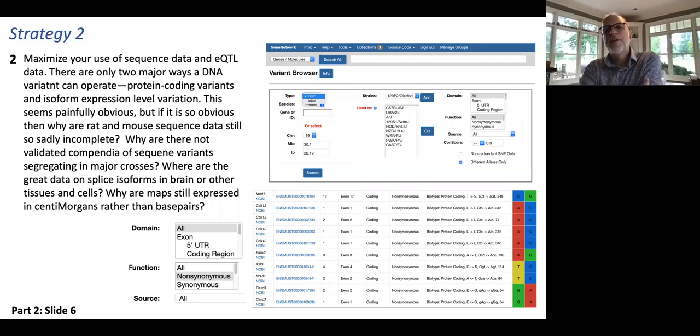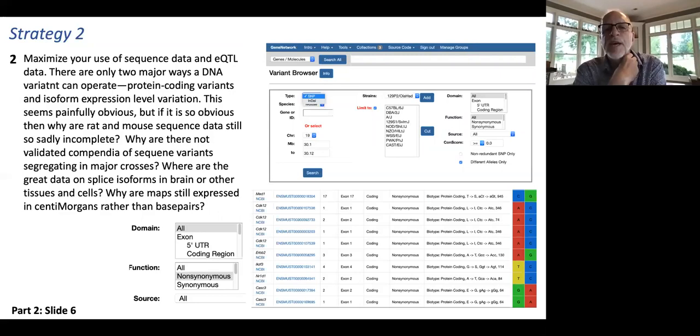Strategy 2, and I'll actually talk about this in the context of the previous example. We now have the luxury of sequence data, and it's surprising how ineffectively most of us use our sequence data, myself included. We've made an effort to use it, but I find that I don't use it as effectively as I should.